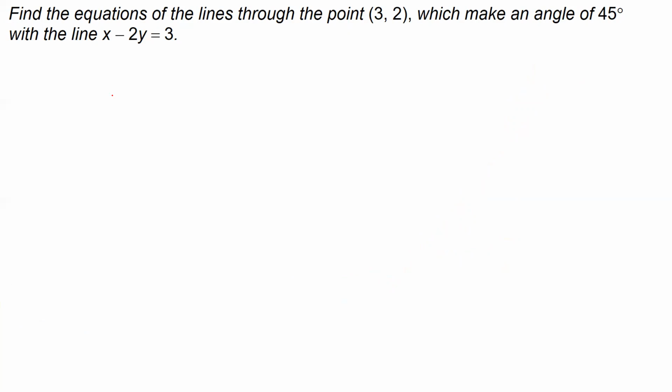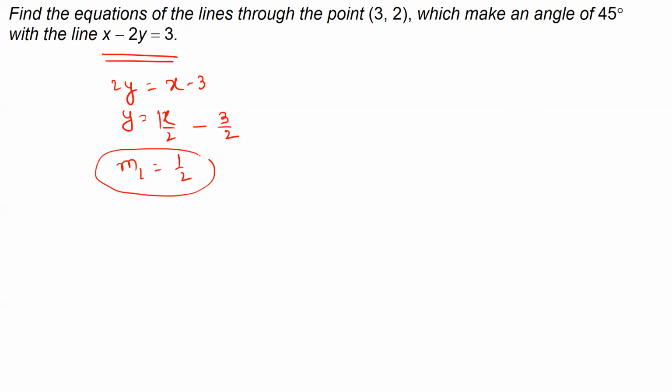So what to do? What is the slope of the given line? Let's quickly make y the subject. 2y = x - 3, y = x/2 - 3/2. So the slope for this line is half. Let's call our slope m1. Now assume that the required line has a slope equal to m2. You remember the formula, tan theta = (m1 - m2)/(1 + m1 m2).